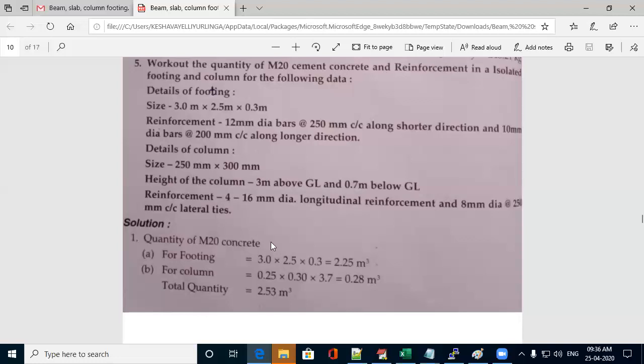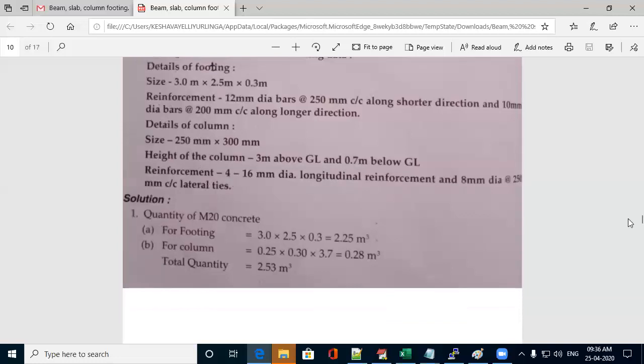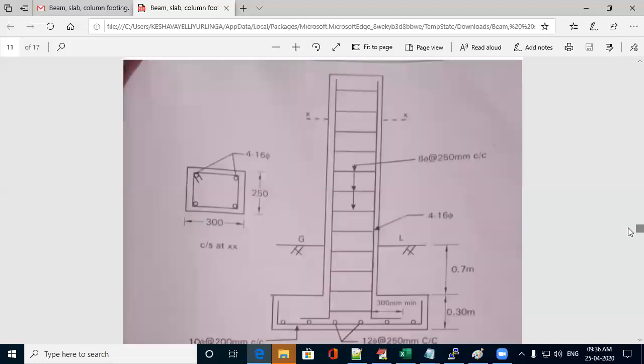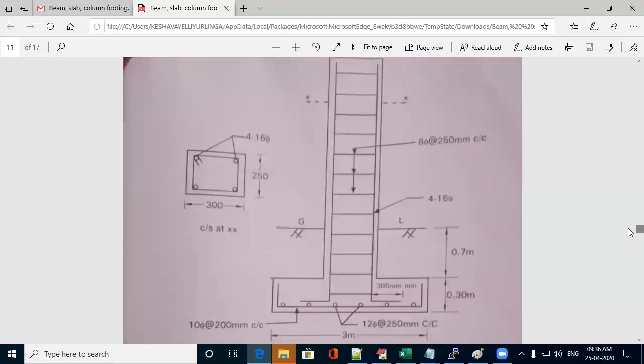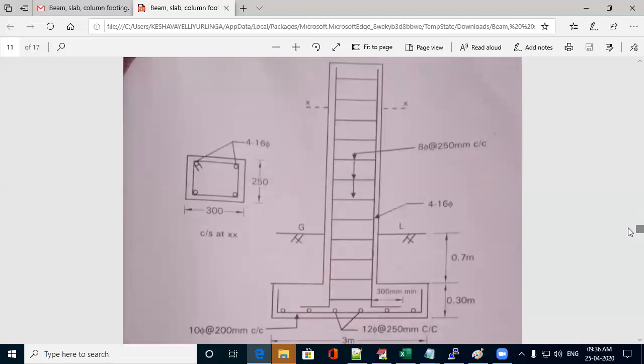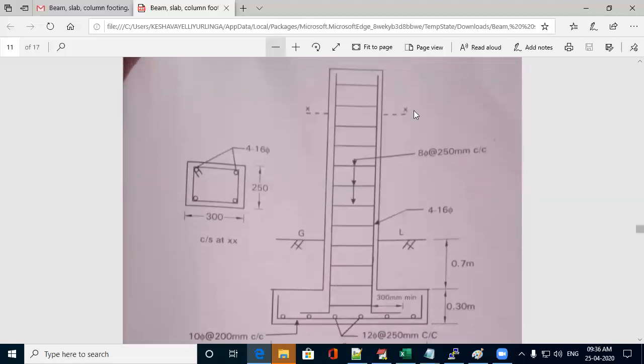By using all the details, you can put the diagram like this for the isolated column footing. They may give the diagram or not. If they have not given it also, you should be able to draw this diagram for the isolated column rectangular footing along with the column details.